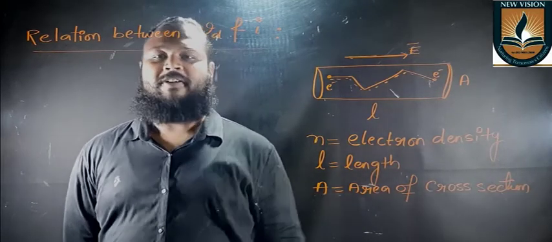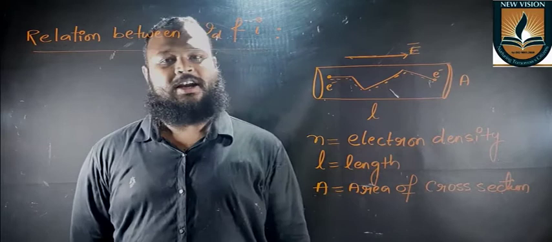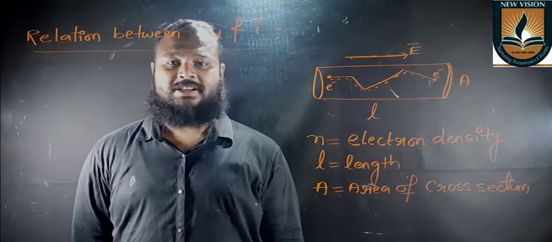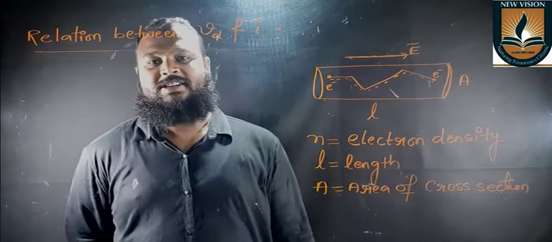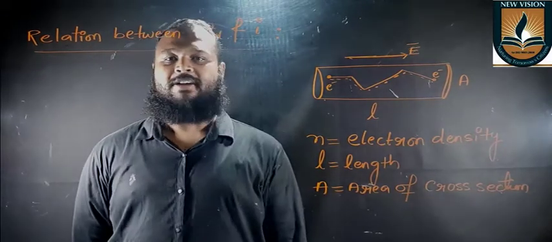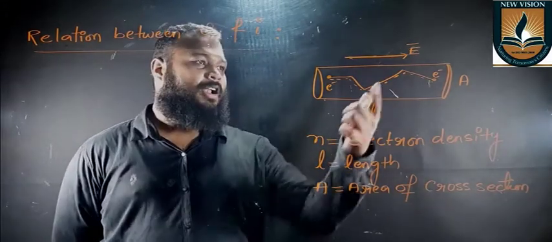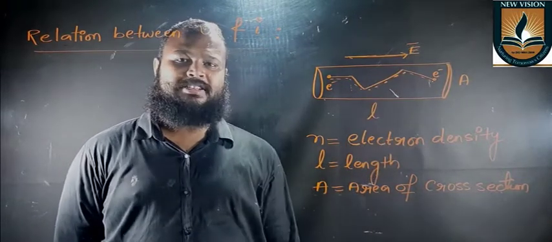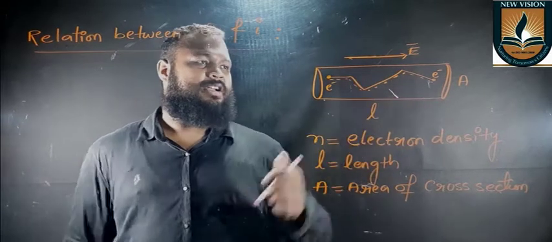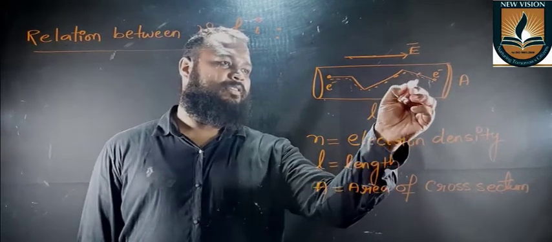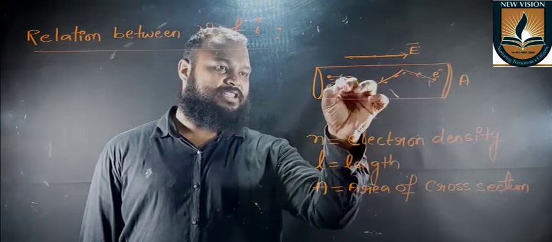We have already defined these two terms. Electric current is the rate of flow of charge, and drift velocity is the velocity with which electrons get drifted in a conductor when an external field is applied. Let an external field E be applied to a conductor, and the electron gets drifted in a direction opposite to the direction of the electric field because the electron is negatively charged.